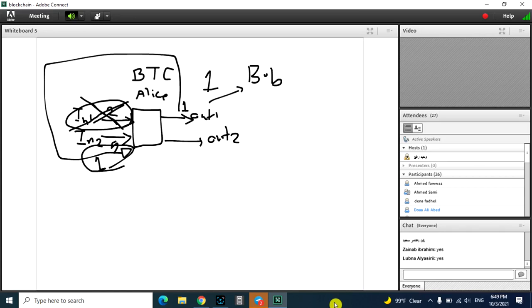In fact, in the Bitcoin, transactions are managed like this. We will discuss in details in the next topic. Just a very brief introduction.